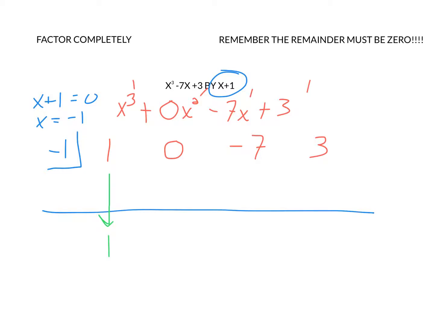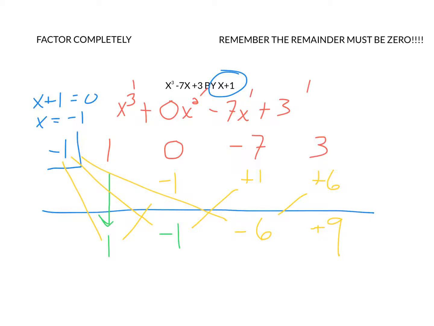And we're going to start ricochet multiplying. So negative 1 times 1 is negative 1. Okay, we're going to add down. So 0 minus 1 is negative 1. Okay, then we're going to ricochet multiply again. So negative 1 times negative 1 is positive 1. That gives me negative 6. Okay, and we continue on. Now we're going to notice this time, when I do negative 1 times negative 6, I get positive 6, which gives me positive 9.